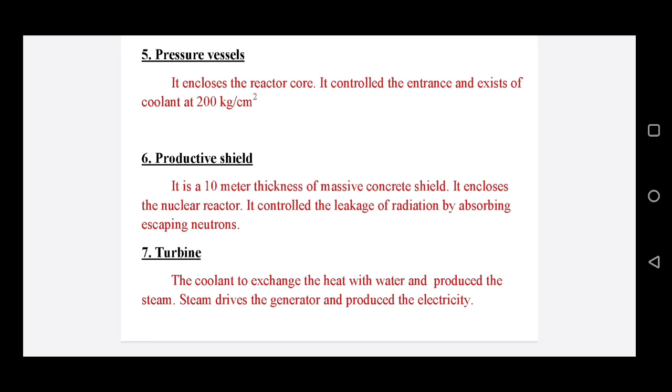Turbines. The coolant brings the heat from the reactor core and transfers the heat to produce steam for the turbine. Here the steam drives the generator and produces the electricity.